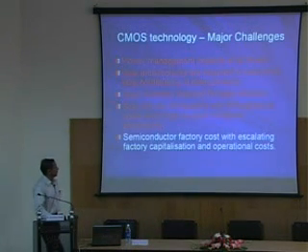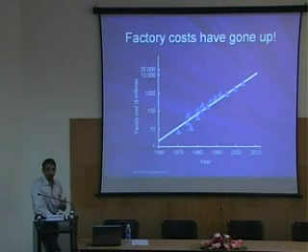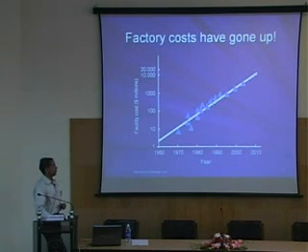The third one is that the factory costs are going up. I have shown here the trends in the factory costs. Today, if I had to set up a silicon foundry in India, it costs about $2 billion US. The equivalent of that is about 10,000 crores. So the cost of the fabrication facilities is going up almost exponentially.